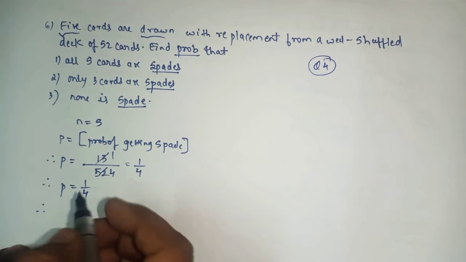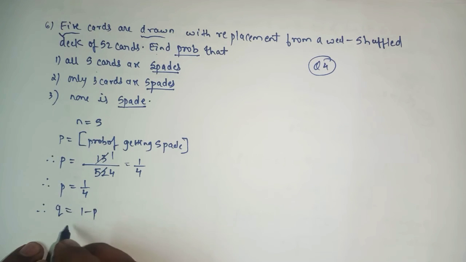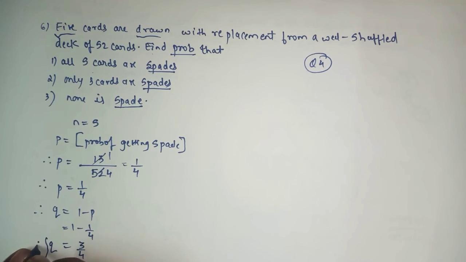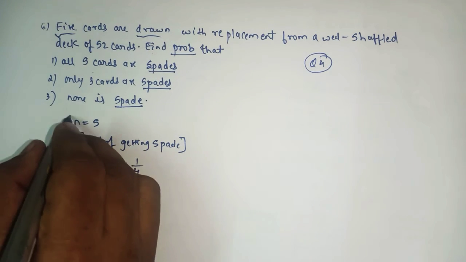Okay, after that, finding the value of q is very simple. Simply you have to replace the value of p by 1 by 4. When you will solve this part, you will get 3 by 4. So here we got the value of q, p and n also.